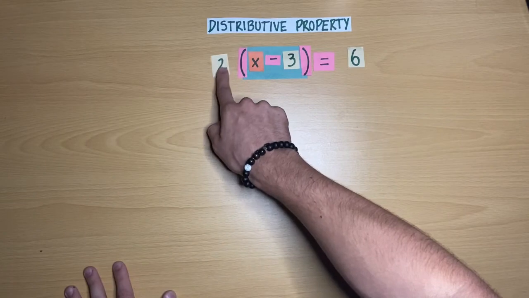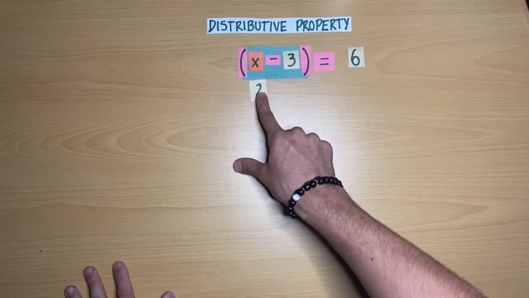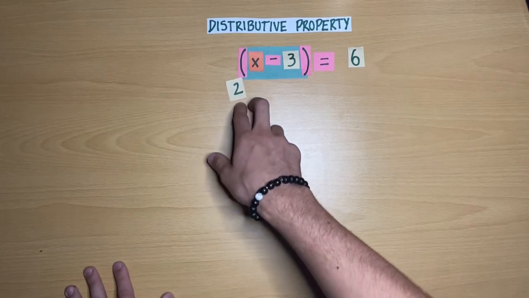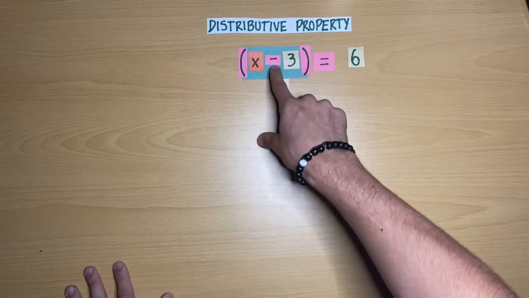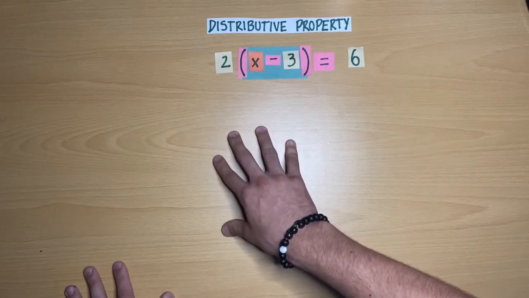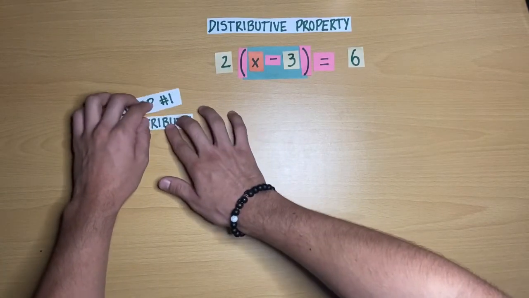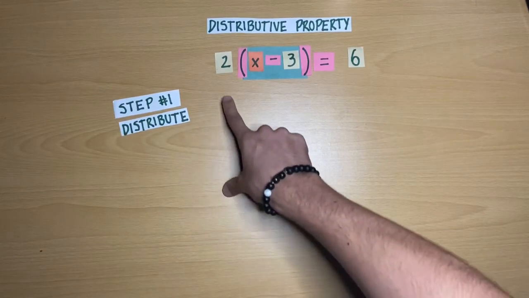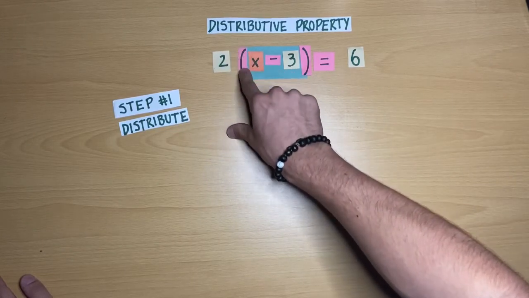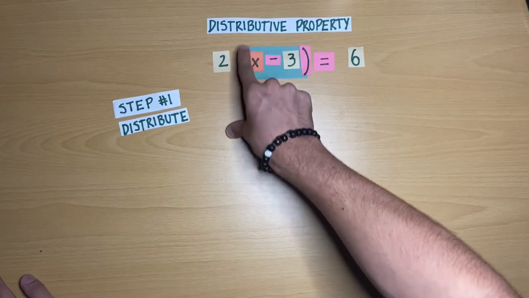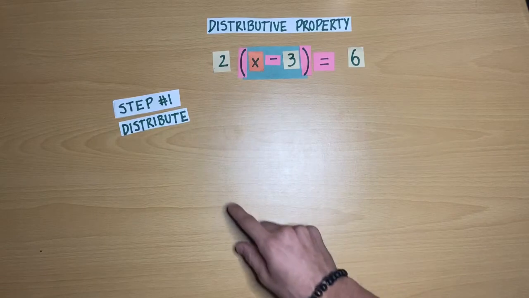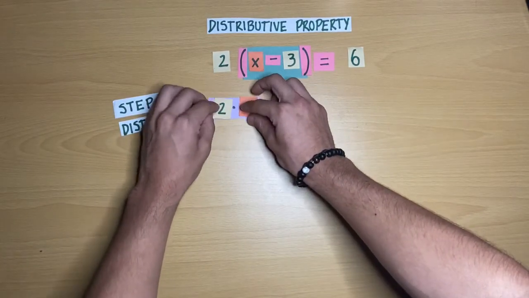So in this case, we're going to take the 2 and we're going to go with the x. And the 2 and the x is going to give us something, which we will see in a minute. And then the 2 is going to go with the -3, and it'll give us something. You probably already know what it is, but let's see it in action. So again, first step is to distribute. When we go with the 2 and the x, we're multiplying, because remember, 2 next to a parentheses is multiplication. So 2 times x gives us 2x.